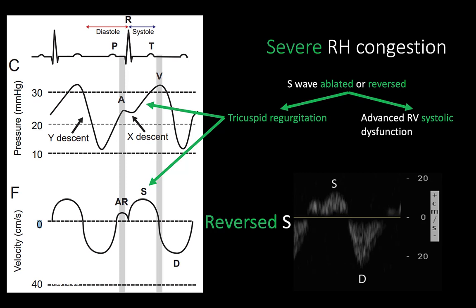The exact physiopathology is unclear, but may be related to transmission of pressure through the closed tricuspid valve in the presence of an already very rigid and distended right atrium. The presence of a retrograde S wave may thus be a helpful indicator of tricuspid regurgitation as a cause of increased right-sided pressure, but is not pathognomonic.